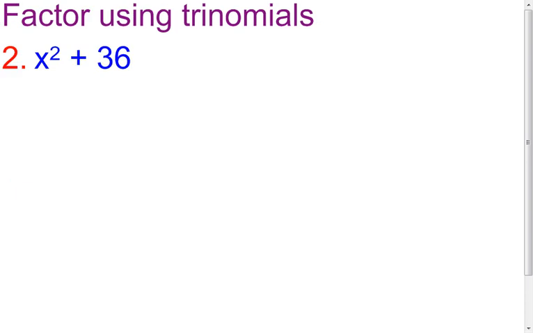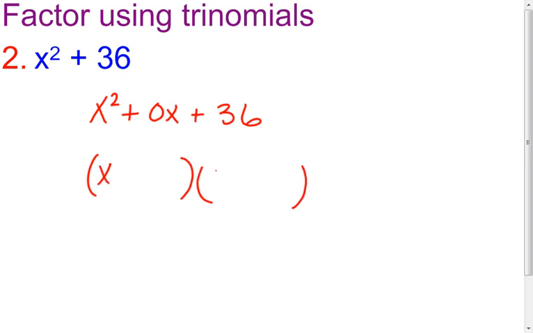This time I have x squared plus 36. So again, I'm going to think of this as x squared plus 0x plus 36. And I will factor that trinomial, and I will have x and x here. And the reason I'm going to have x and x is because the only factors of x squared are x and x. That's it, 1x and 1x. And again, the two fronts have to make the front.